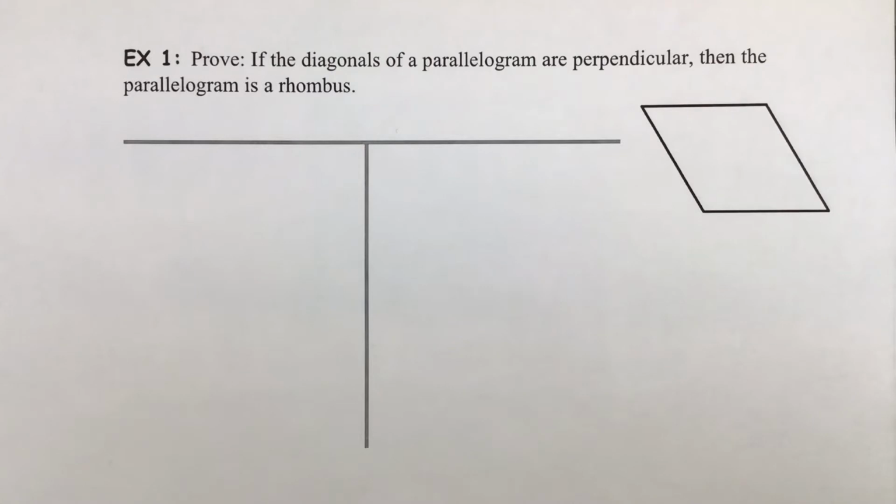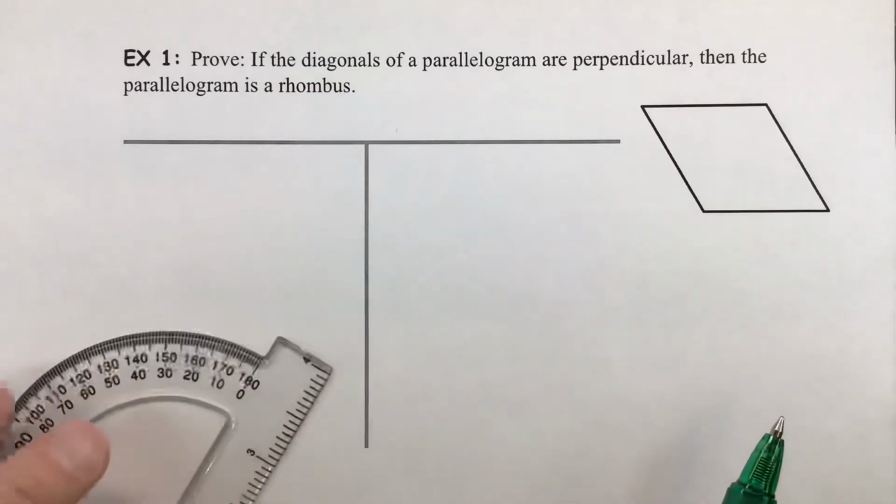All right, for this video, we're only going to be doing one proof today. You've already done a lot of proofs for the other videos, so we'll keep it real short and simple here. Just do one. So example one, prove if the diagonals of a parallelogram are perpendicular, then that parallelogram is a rhombus. All right, so let's go ahead and add in some diagonals.